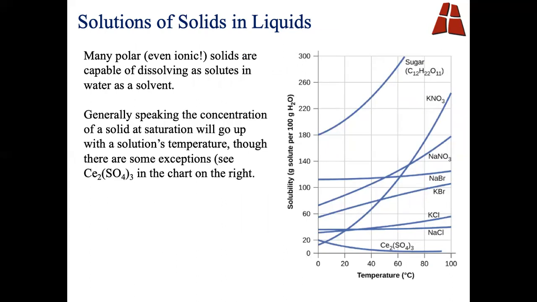Generally speaking, the concentration of a solid at saturation will go up with a solution's temperature. If you look at this chart here on the right, you can see that something like table sugar starts very high and only gets much higher as we heat our water. Something like potassium nitrate changes quite drastically over temperature, going from 0 degrees Celsius up to about 80 degrees Celsius. And then we get some minor changes for things like sodium bromide, which is not very temperature dependent, but we still have a slight rise.